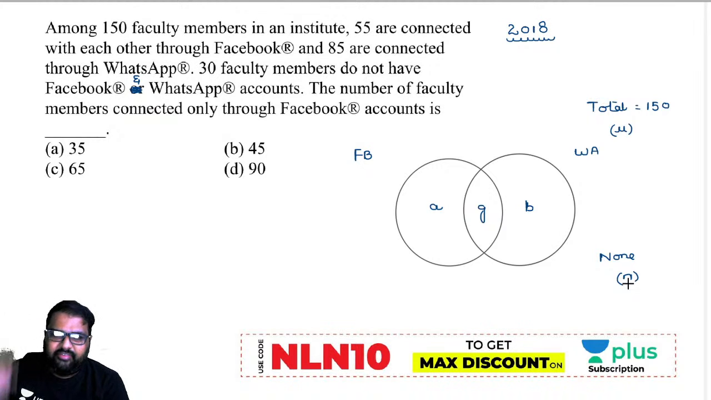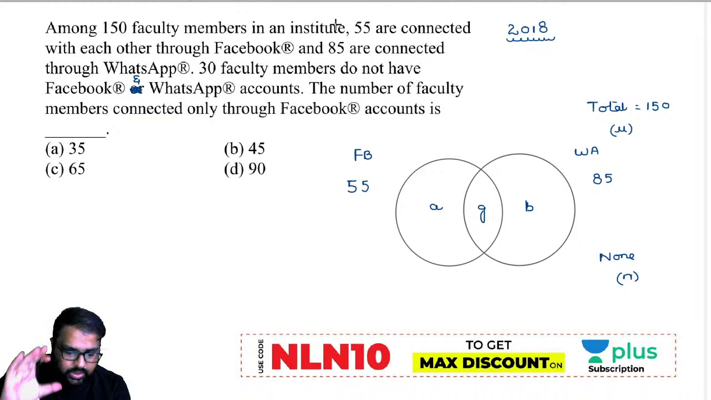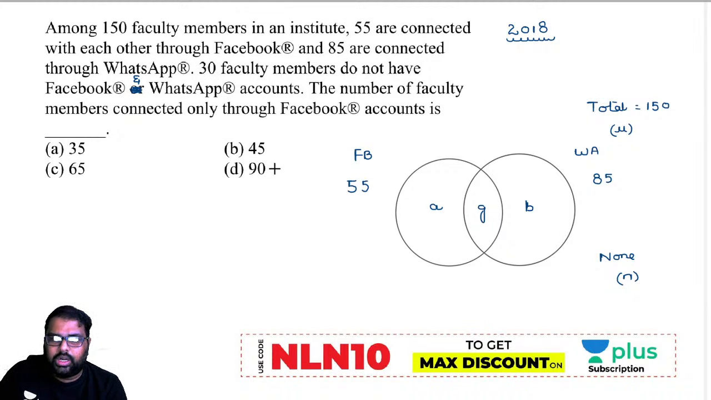Among 150 faculty members in an institute, there are 150 members totally. 55 are connected with Facebook. Okay, done. And 85 are connected through WhatsApp. Okay, fine. So it is not only WhatsApp, it is WhatsApp. Matlab, the total circle of WhatsApp is equal to 85. 30 faculty members do not have Facebook and WhatsApp accounts. So none value is given as 30.